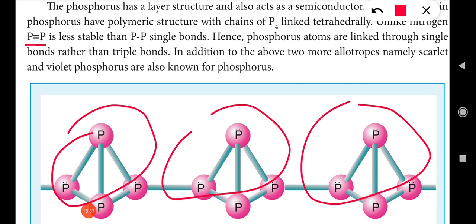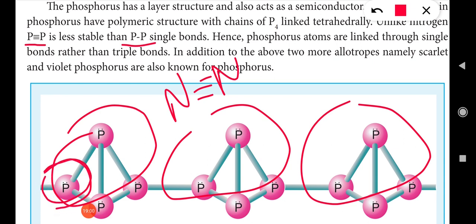Nitrogen to nitrogen has a triple bond. But phosphorus to phosphorus triple bond is less stable than phosphorus to phosphorus single bond. So here, is there a phosphorus to phosphorus triple bond? Here you see a triple bond in phosphorus.